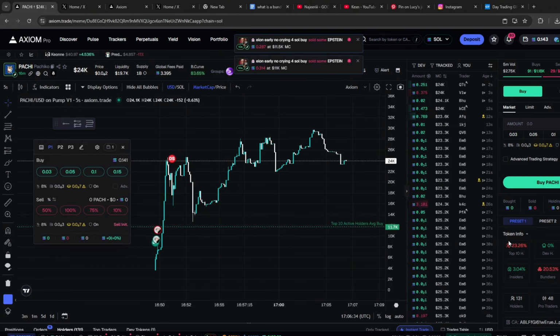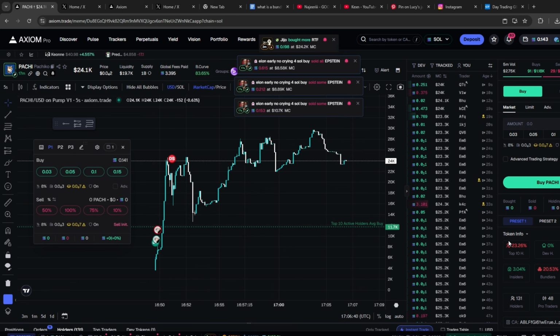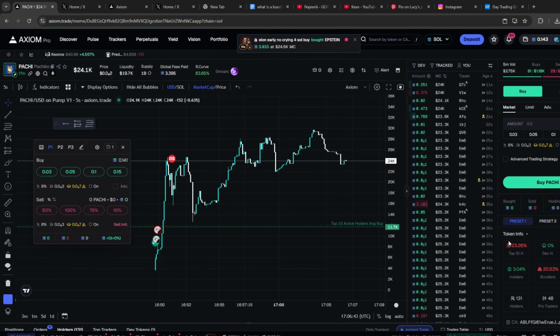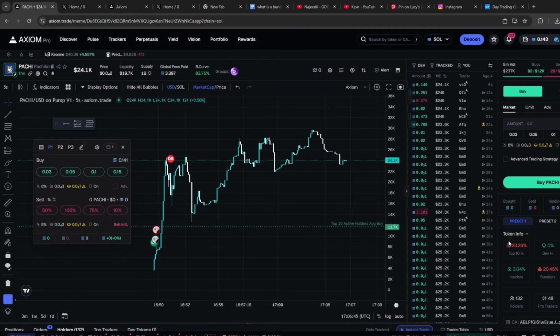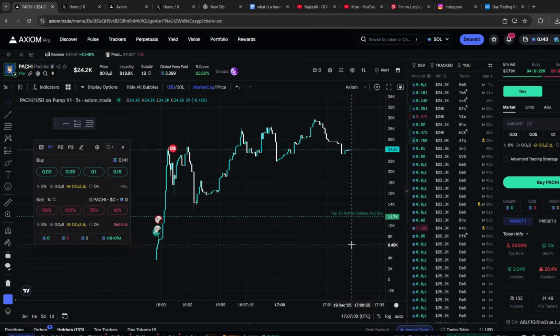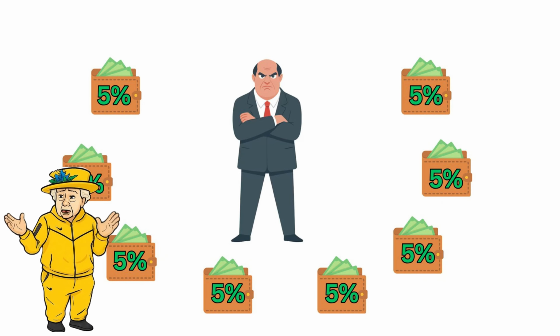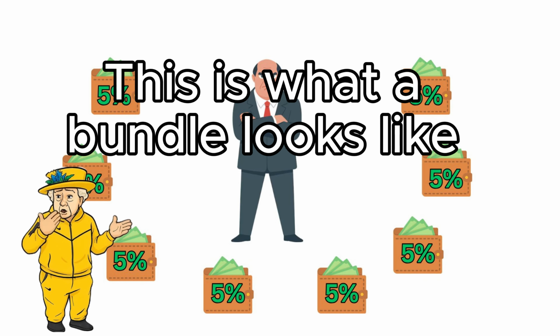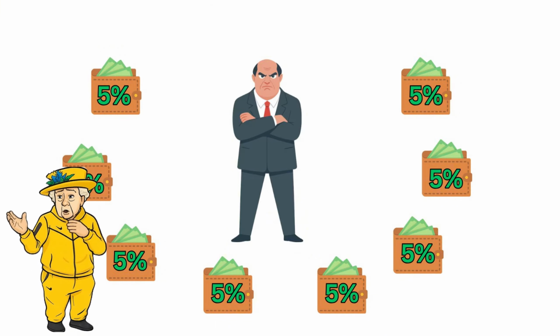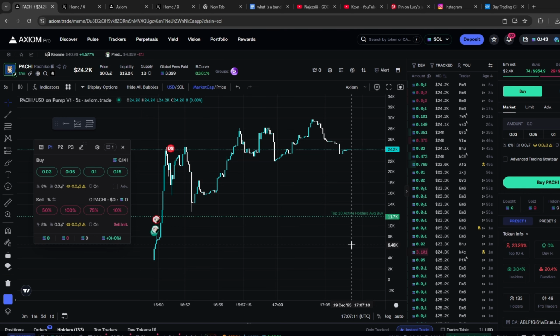Say if one wallet had, I don't know, 30% of the coin's tokens, you wouldn't want to buy the coin because you think, okay, well, that person could just nuke the chart, 30% in one sell. So what people like to do is distribute their coin holdings into multiple wallets, so it doesn't look like they're holding a large supply, but in actual fact they are.